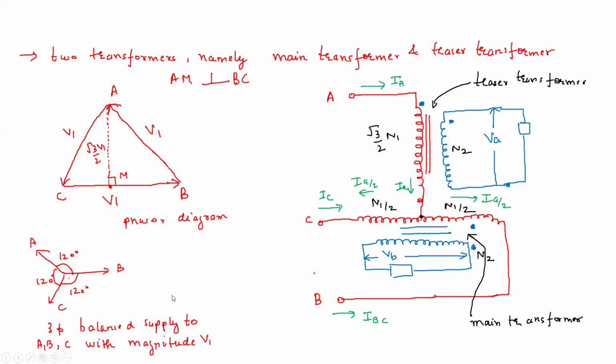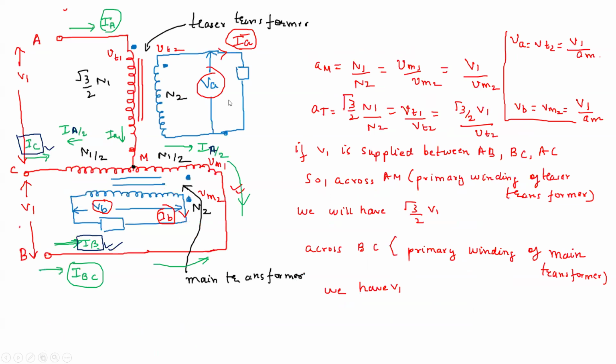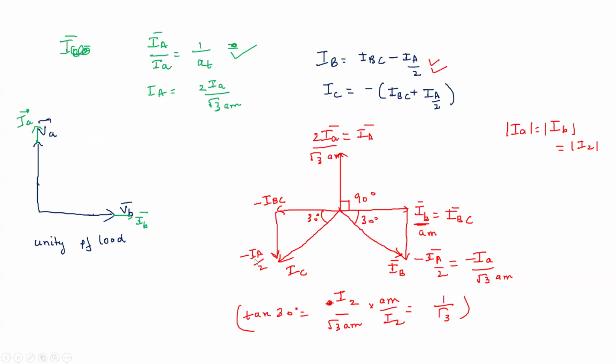So this is how the Scott connection is. In this way, what we got is that if we give a three-phase balanced supply to this Scott connected system, then we get two-phase balanced voltages. And we have seen that if we give a two-phase balanced load to this, the currents which flow on the load side, the currents which we obtain on the primary are also three-phase balanced currents, due to this Scott connection. So you can see that this is a three-phase to two-phase conversion.